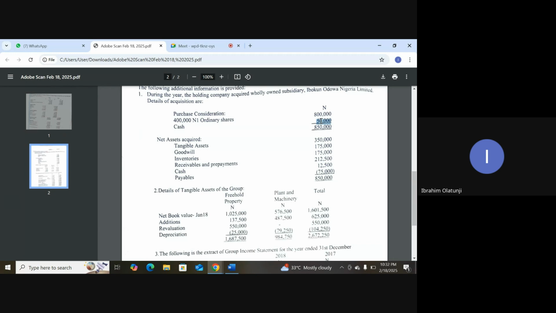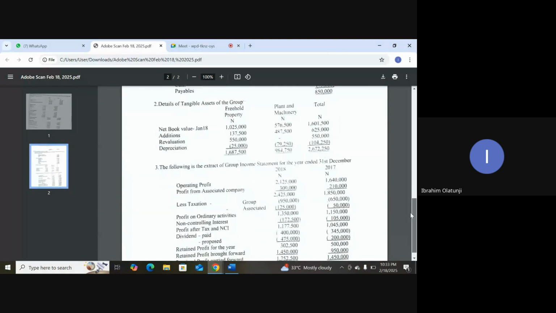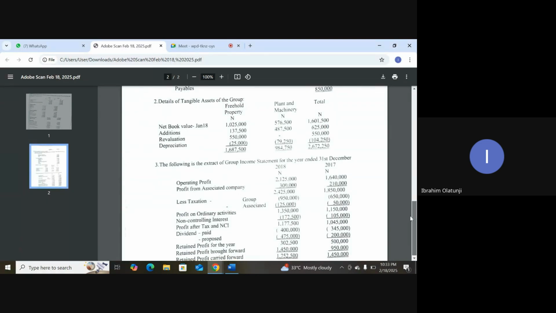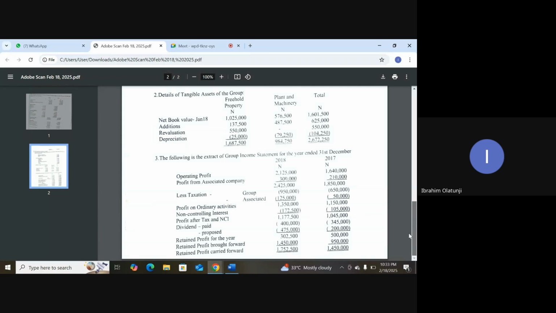Do you get my point? Based on the cash, you pay cash of 50,000, but you also acquire 12,500 cash. Automatically, what you pay is not up to 50,000 again. 50,000 less 12,500. Are you getting it? Because I think the logic I just explained is easy to understand. Is it clear now?